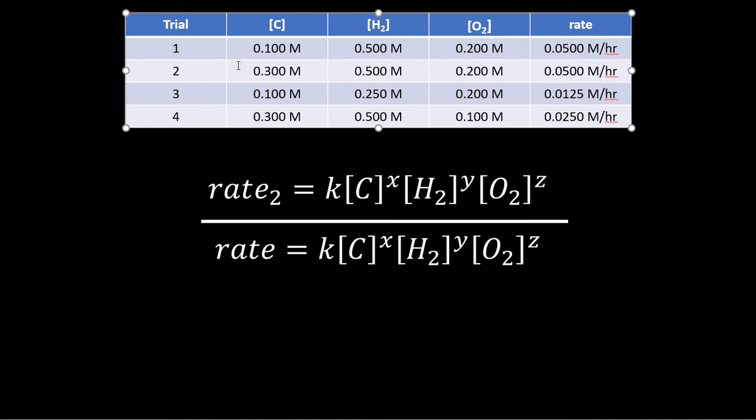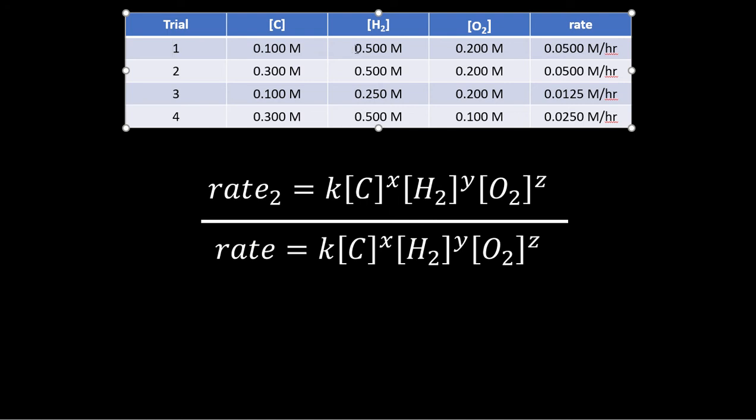Their data says that the concentration of carbon is only different: in trial 1 it's 0.1 molars, and in trial 2 it's 0.3 molars. So in those two trials, the concentration of carbon changes. Now the concentration of hydrogen stays at 0.5 molars, and molecular oxygen stays at 0.2 molars.